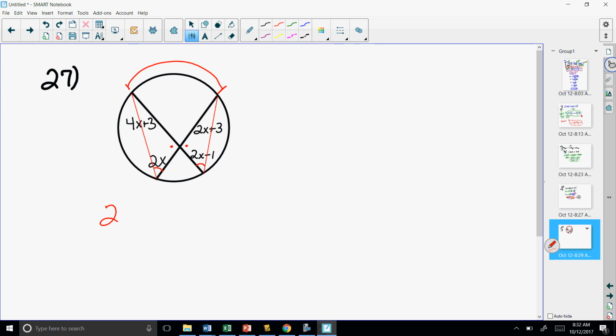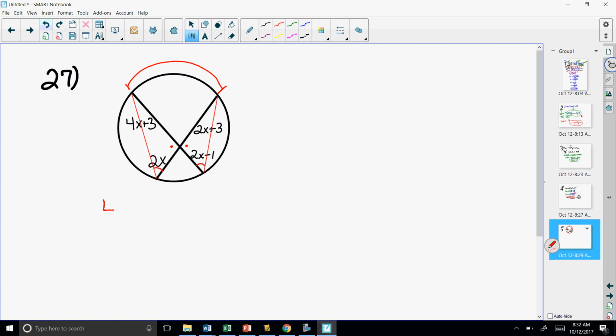So set up your proportion. Maybe I'll ask you to set it up. Which way do you see your proportion? Corresponding parts have to be in the same position. Do you go one triangle to the other, or do you go corresponding parts, one triangle, the other triangle?